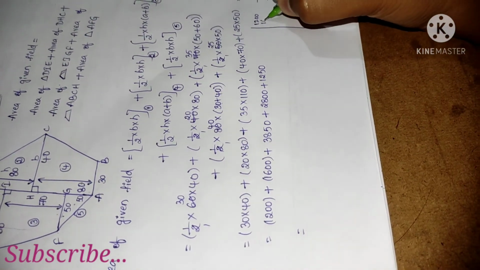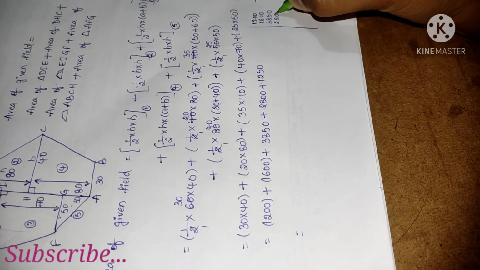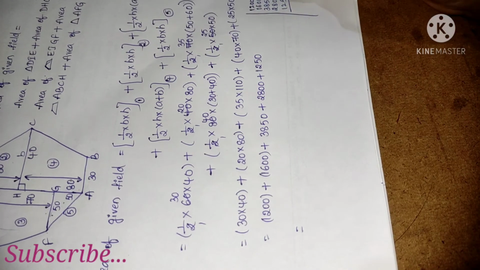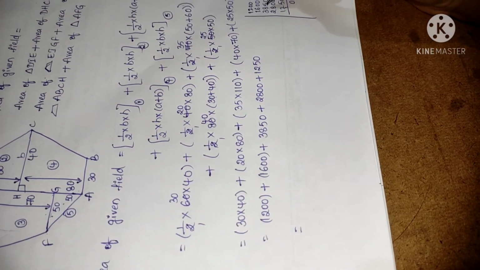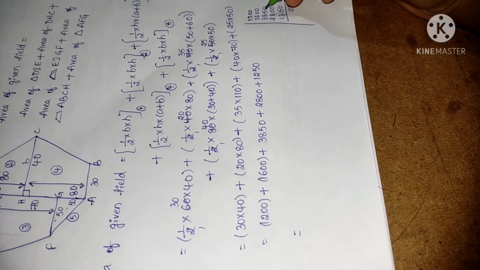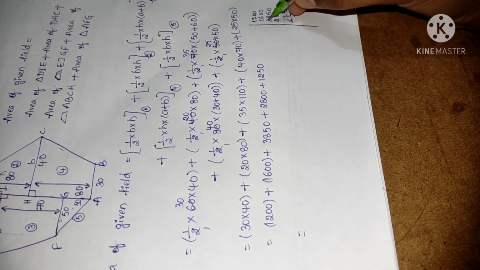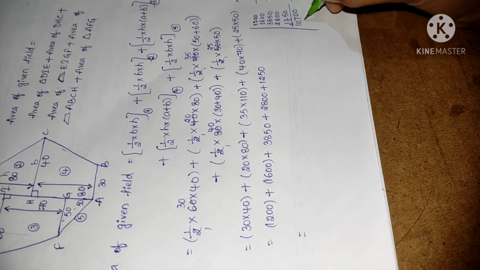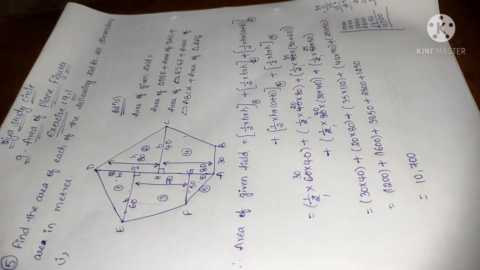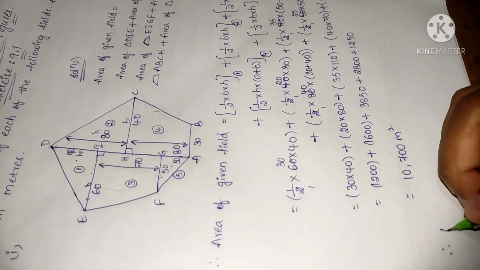So here 1200, 1600, 3850, 2800, 1250. The addition of these 5 terms: 0 here, then 2 plus 6 plus 8 plus 8 plus 2 plus 1 is 27, and 2 plus 1 is 3, plus 2 is 5, plus 3 is 6, 7, 8, 9, 10. So here we get 10,700. This is the solution for this problem. So area of the given field is 10,700 meters square.